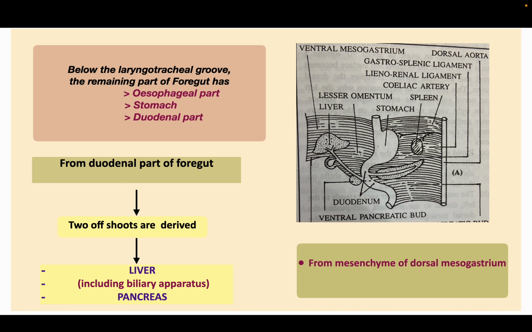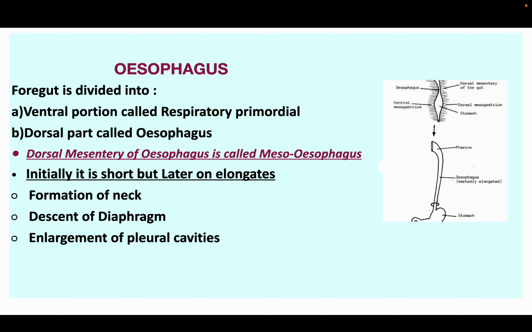And from the mesenchyme of the dorsal mesogastrium, the spleen is developing. So that is clear. This is the dorsal mesogastrium where the spleen is developing. This is the ventral mesogastrium in which you can see the bud is going and reaching up to the septum transversum, and later on it is contributing to the formation of the liver. When the laryngotracheal groove is formed, the remaining part of the foregut has these three components.